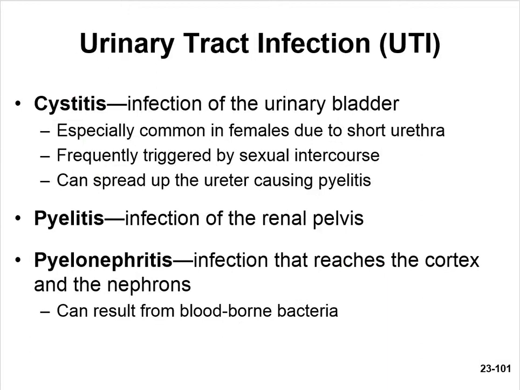A urinary tract infection, or a UTI, is called cystitis. That's an infection of the urinary bladder, common in females due to their short urethra. Bacteria are much more likely to enter the bladder then. Sometimes sexual intercourse can cause this. Then it can spread up to the ureter, which causes pyelitis, which then can go all the way to the renal pelvis. Pyelonephritis can reach the cortex and the nephrons and can result from blood-borne bacteria.